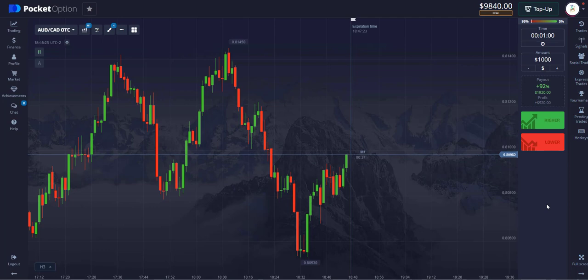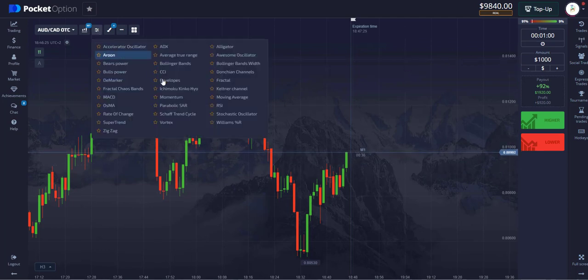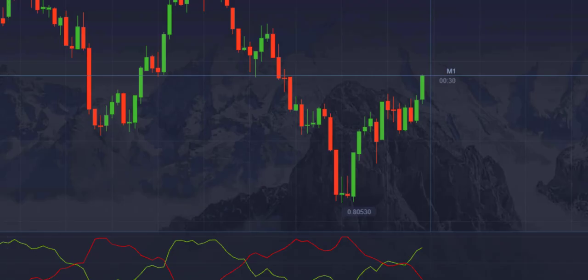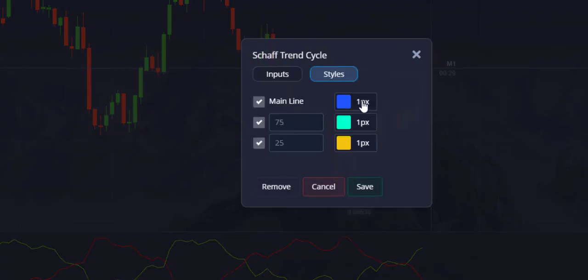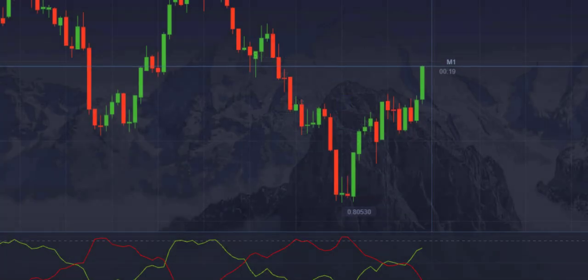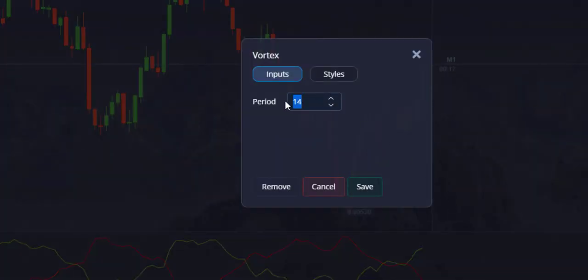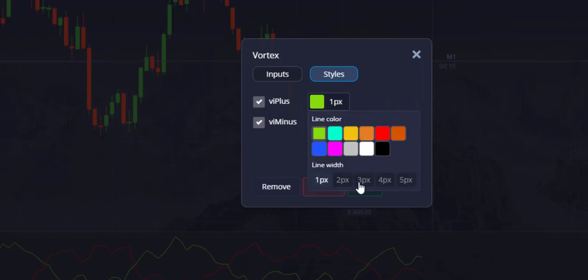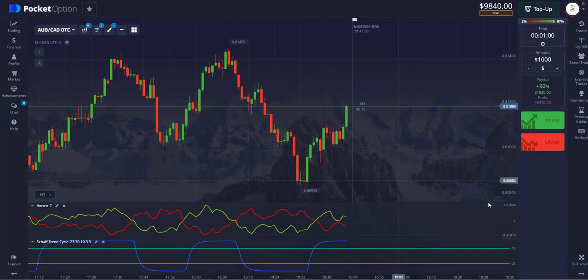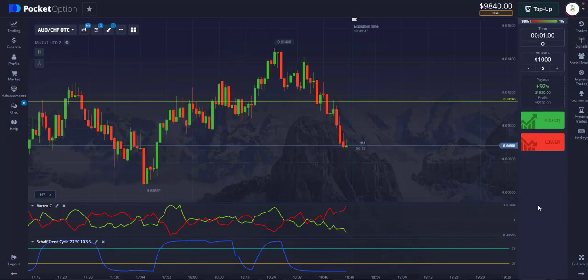Let's get to the strategy of the current video. I choose the Vortex and Schaff trend cycle indicator. I go to the settings of the Schaff trend cycle indicator and just set it to 2 pixel. I go to Vortex settings, select period 7 and select 2 pixel. Now I go look for a good moment to trade and get guaranteed trades.